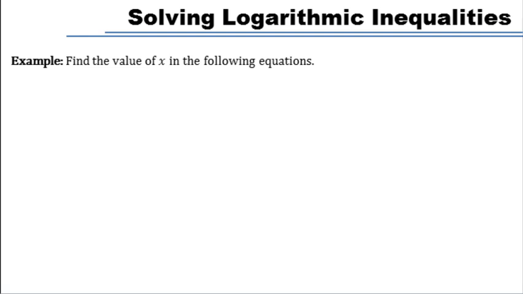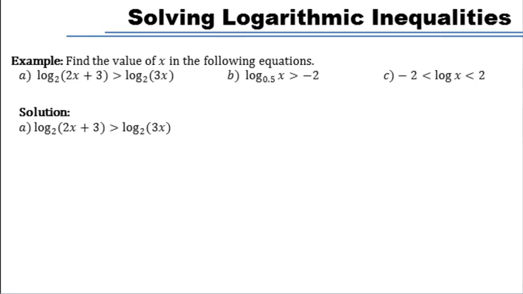Example, find the value of x in the following inequalities. So, letter A, logarithm base 2 of 2x plus 3 is greater than logarithm base 2 of 3x. So, 1-to-1 property. They have the same base. So, therefore, that is 2x plus 3 is greater than 3x. Then, we just find x. We transpose 2x to the other side so we can find x. So, what remains is 3 is greater than 3x minus 2x, and 3x minus 2x is x. So, therefore, 3 is greater than x.